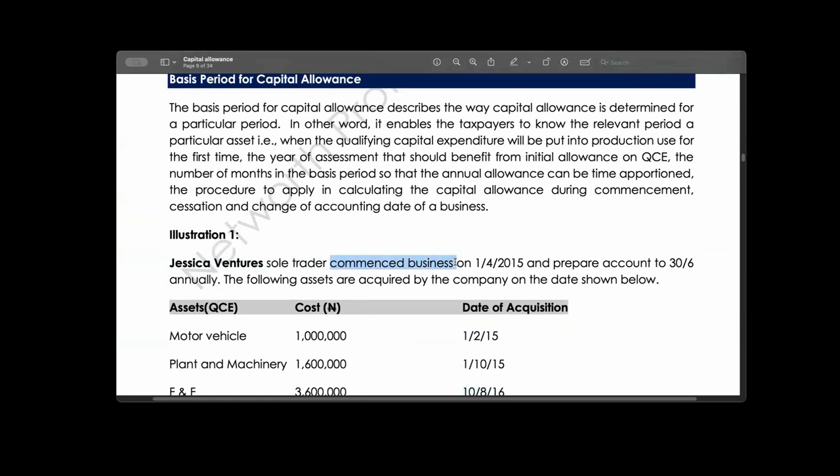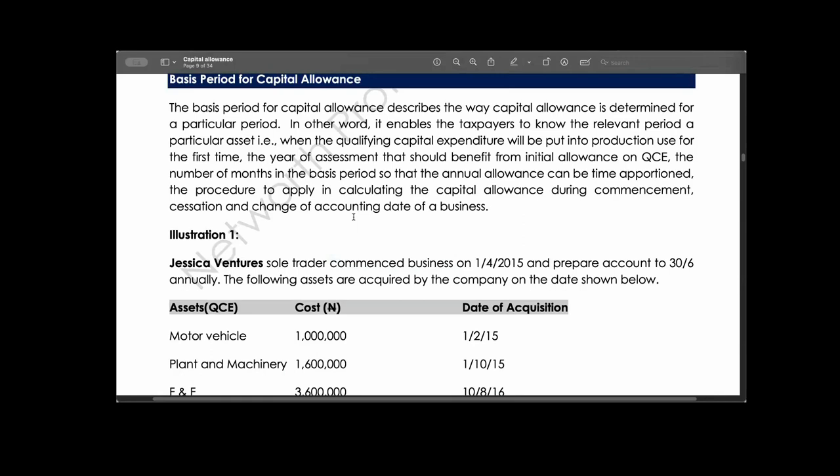Commencement basis. Commence business on 1/4/2015. And I'm very sure every one of us on this bridge remembers commencement rule. What is commencement rule? We told you that we have 3 years that are statutory. The first year is the first year of commencement. And we said that will be assessed tax from the date of commencement to the end of the first accounting year end. Second year will be from a day immediately after the end of the first accounting year end to the end of the second accounting year end.